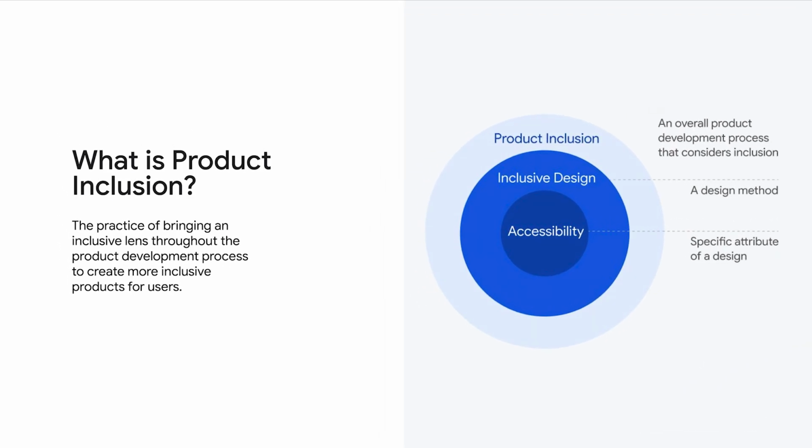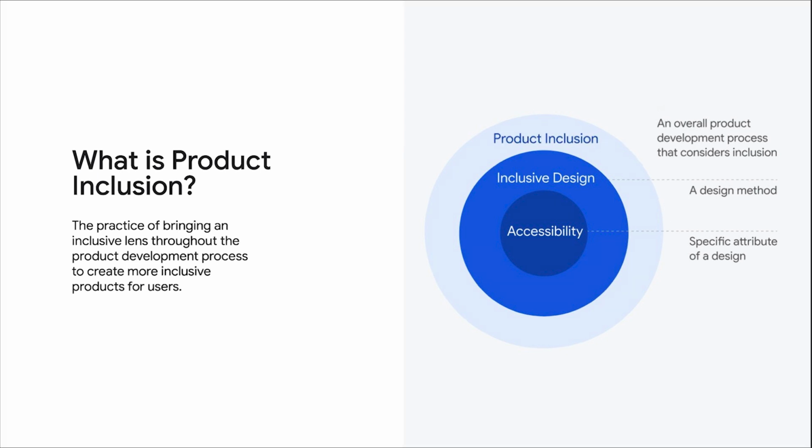While accessibility is focused on a specific attribute, inclusive design is the methodology to create products that understand and enable people of all backgrounds and abilities. It generates inclusive design patterns and helps us understand complex intersectional needs. Product inclusion is broader. It is an end-to-end product development process that considers inclusion at many touchpoints to center historically underrepresented voices and create better solutions for everyone.